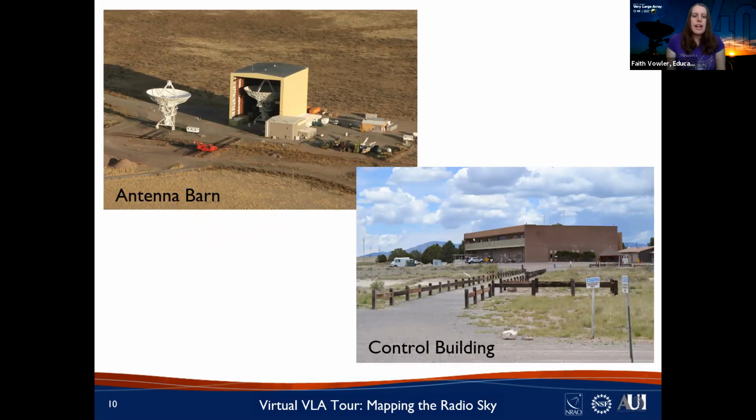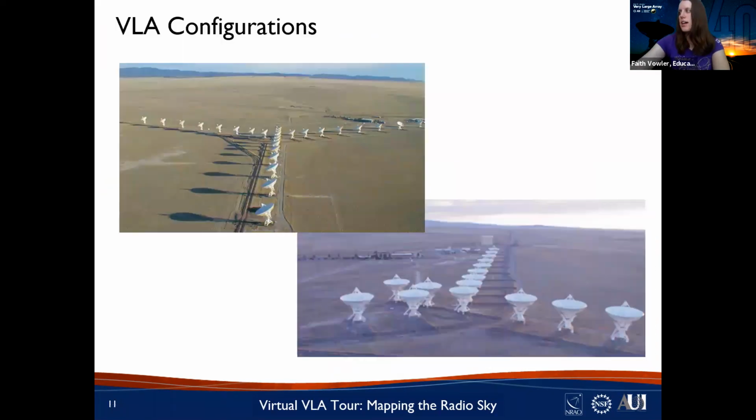And so on site at the VLA, like I said, we have 28 total dishes. At any given time, we tend to have one over at our antenna barn, which is undergoing maintenance. And we operate the VLA from our control building that's located on site. So we have VLA operators where that's their job to go out to the site and operate the VLA during its scientific observations. And so the VLA is arranged in a Y shape, as you can see here in these pictures, made up of 3 different arms.